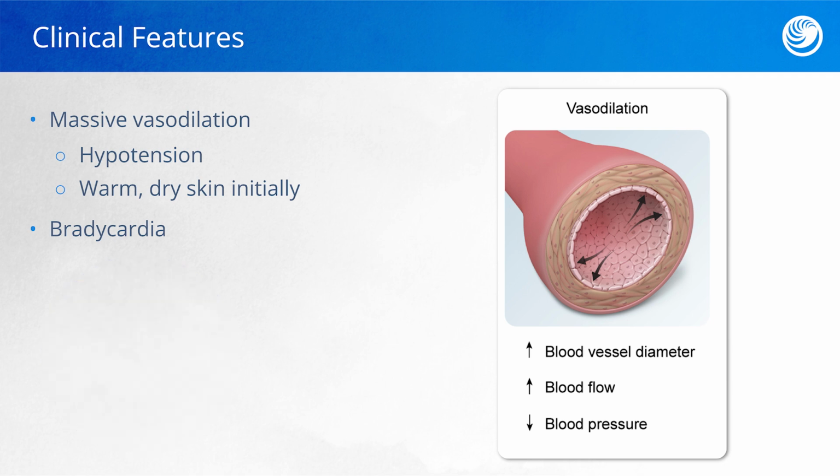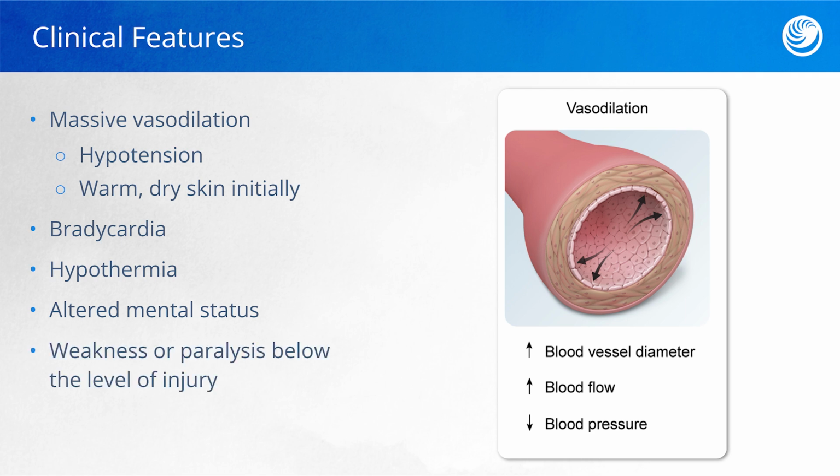So remember, I told you that the clients will have warm, dry skin in the periphery, but only initially. That's because that blood will push out to the periphery and it's warm to start, but then it dissipates and then the client becomes hypothermic. The client will also have changes in level of consciousness. They might be agitated or restless due to decreased perfusion. Now, depending upon the cause of the neurogenic shock for a particular client, you may see paralysis or weakness at or below the level of a spinal injury, or loss of bladder and bowel control.